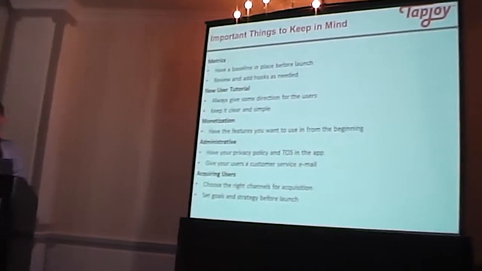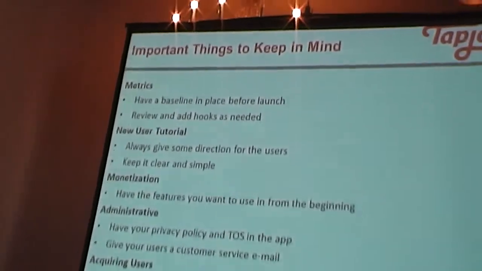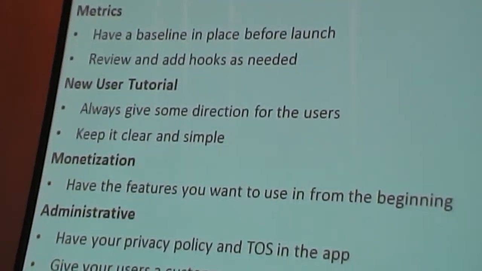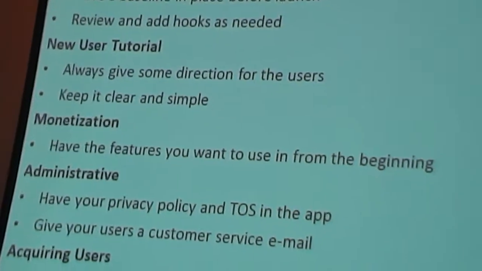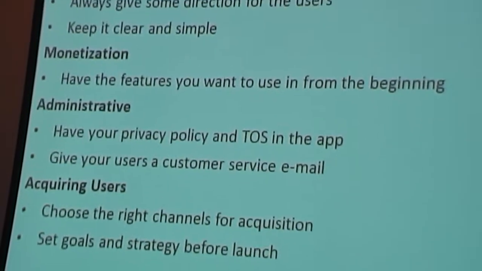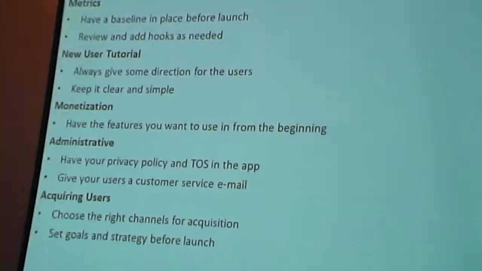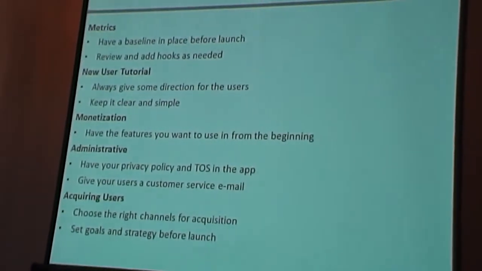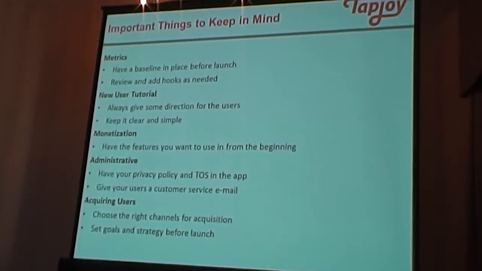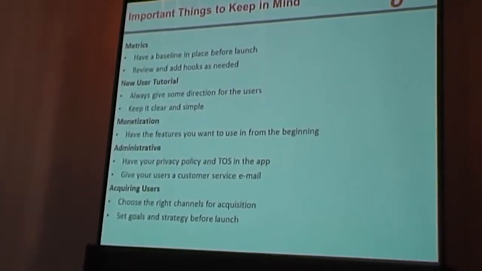So just recapping the points we talked about here. You want to make sure that you have your metrics in there ahead of time, have a baseline in place before you launch, and then review those metrics and add hooks as needed. New user tutorial, make sure that you give direction to the user. Don't just toss them in there and expect them to find it. Keep it clear and make it simple. Monetization, make sure that you have them in there. You have your offer walls, make sure you have your banners in there from the beginning. Don't try to retroactively add them later because it's just going to be a hassle.